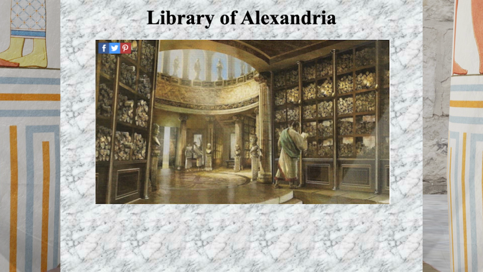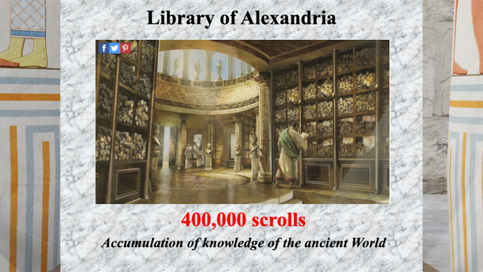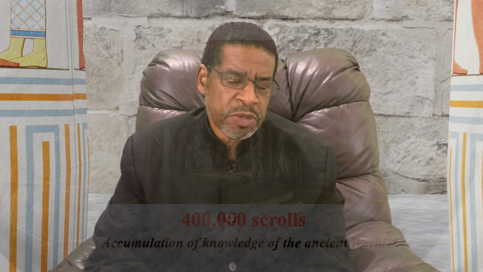We estimate that there were 400,000 scrolls. We've never been able to accurately identify exactly how many there were, but the consensus among most scholars is that it was about 400,000 scrolls. This library was the accumulation of the knowledge of the then known world. Most of that were Egyptian documents.